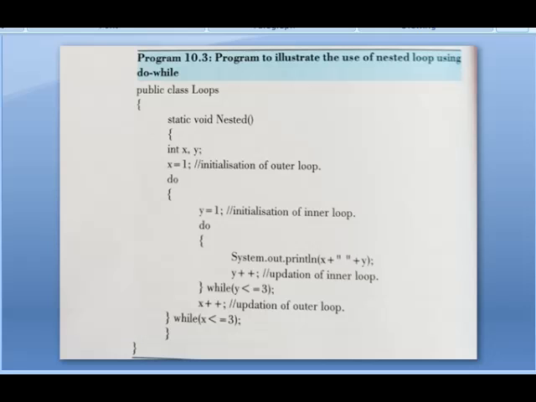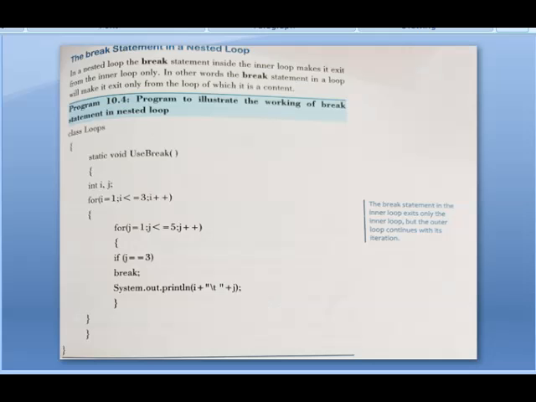Now, what is the use of the break statement in a nested loop? We already know the break statement is used for temporary exit. So, in a nested loop, the break statement inside the inner loop makes it exit from the inner loop only. In other words, the break statement in a loop will make it exit only from the loop of which it is a part. So here we are going to see the use of the break statement.